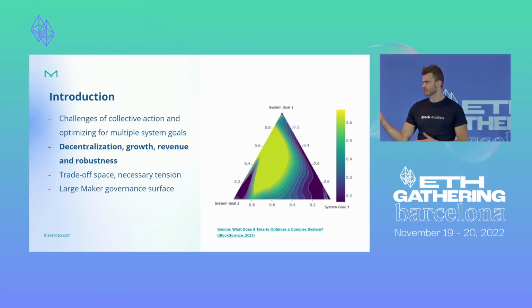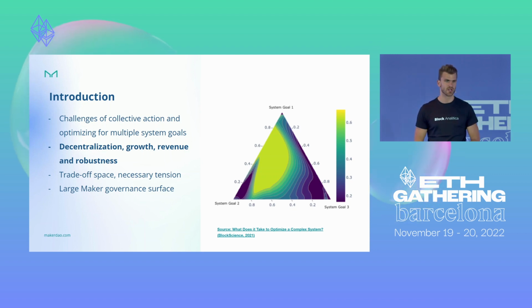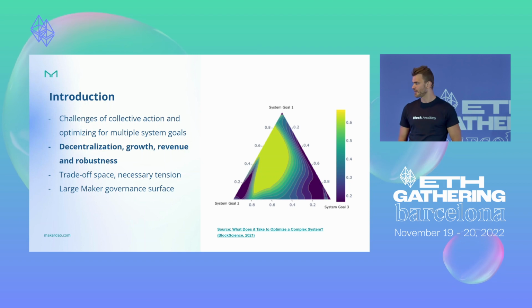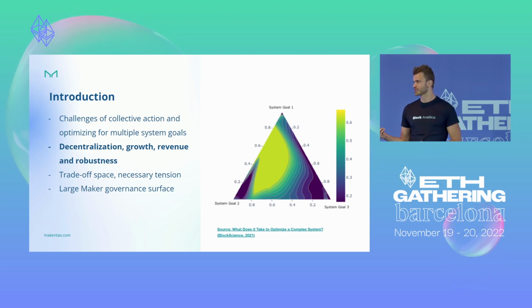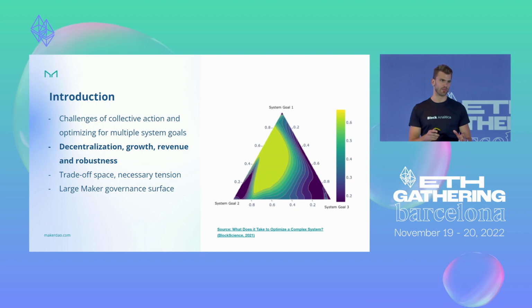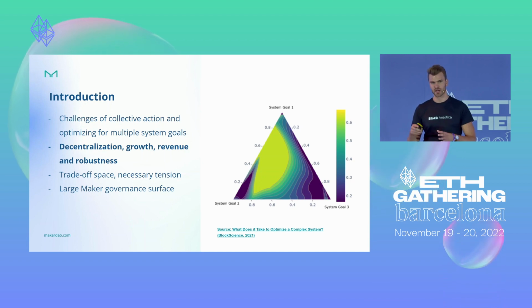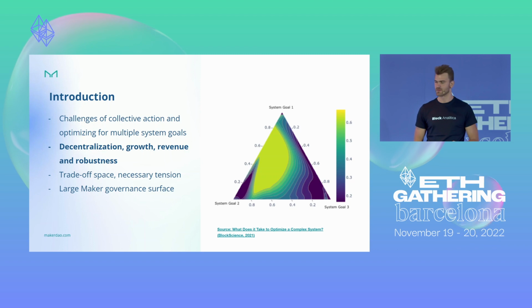Growth and revenue are relatively simple to measure, but then we have robustness, which can be defined as the capacity of the system to go through with normal operations during times of crisis. And that's something that our team is focusing on, on the economic part of that, because there are other sources of risk that are out of the scope of our research.